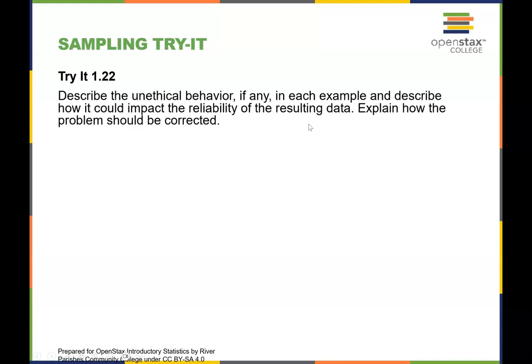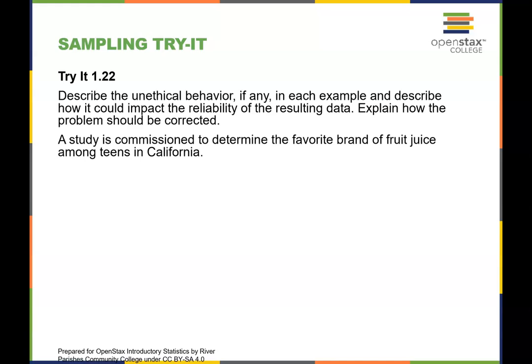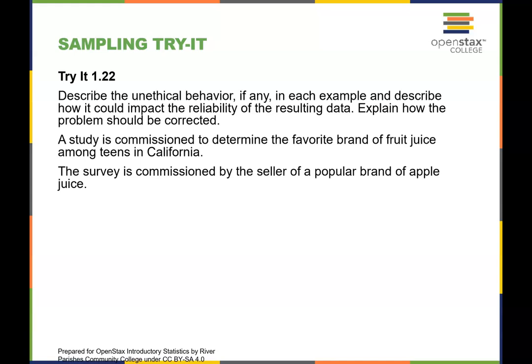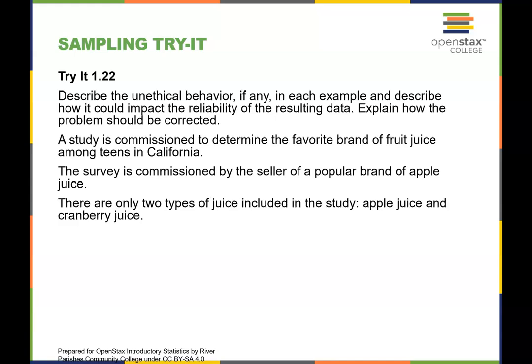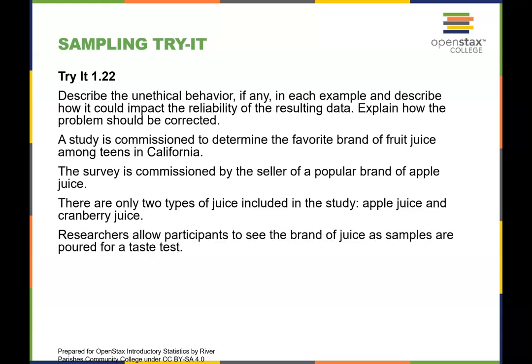Okay, here's another one to try. Describe the unethical behavior, if any, in each example and describe how it could impact the reliability of the resulting data. Explain how the problem should be corrected. So here's the study. A study is commissioned to determine the favorite brand of fruit juice among teens in California. The survey is commissioned by the seller of a popular brand of apple juice. There are only two types of juice included in the study, apple juice and cranberry juice. Researchers allow participants to see the brand of juice as samples are poured for a taste test.